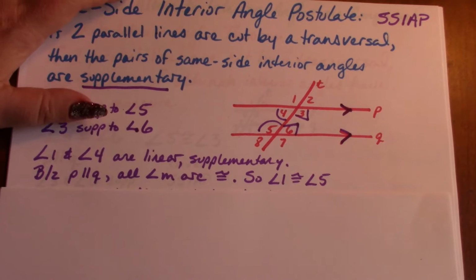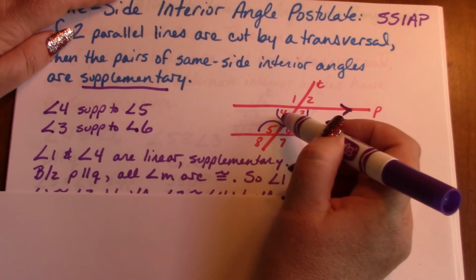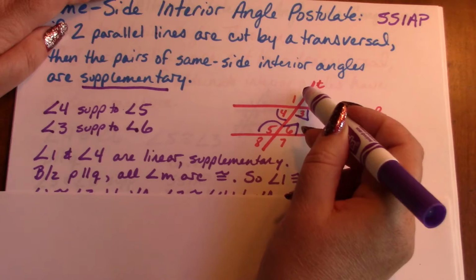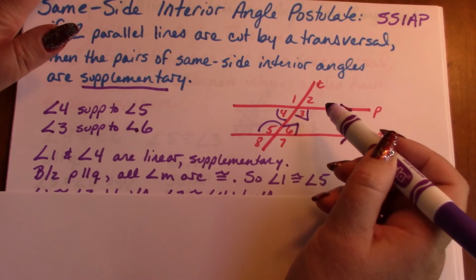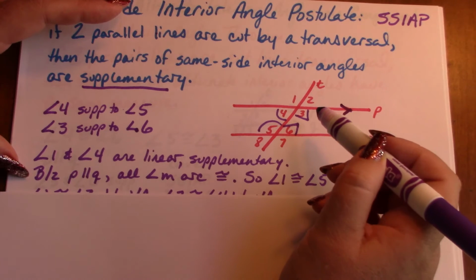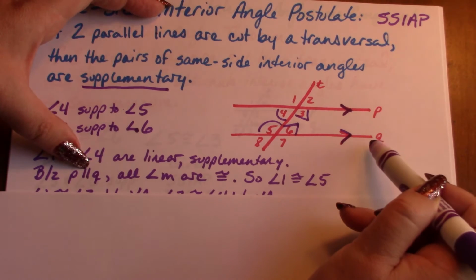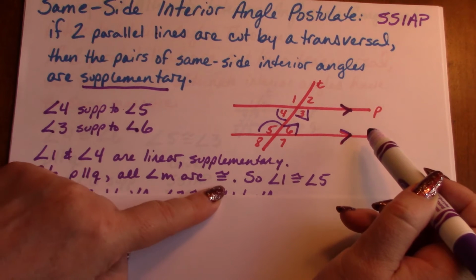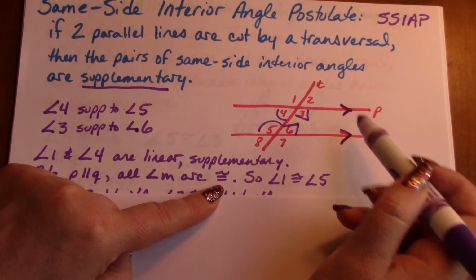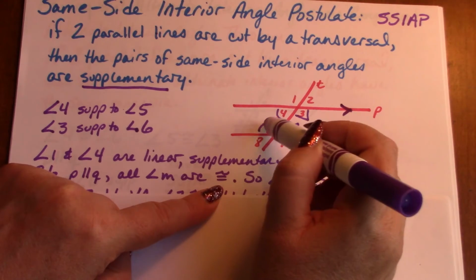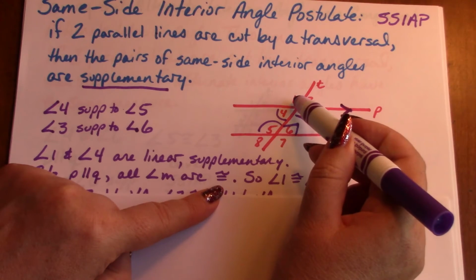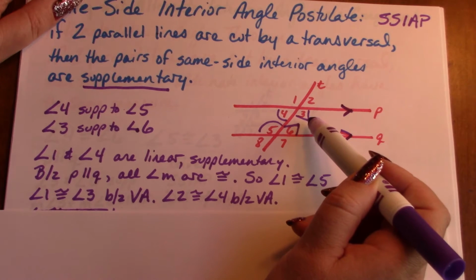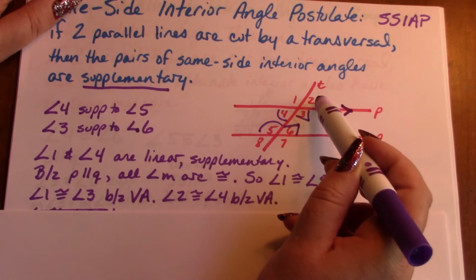Now we have to prove it. So we know that 1 and 4 are linear angles. And because they're linear angles, they are supplementary, because that's the definition of supplementary, that they form a line. Because P is parallel to Q, all the angle measurements are congruent. All of these angle measurements are congruent to all of these angle measurements. So angle 1 is congruent to angle 5. Angle 1 is congruent to angle 3 because of vertical angles, and 2 is congruent to 4 because of vertical angles.